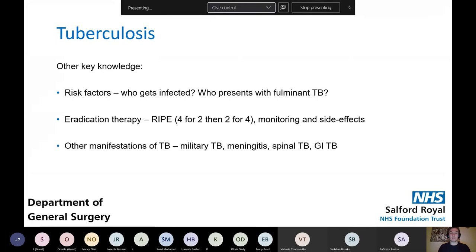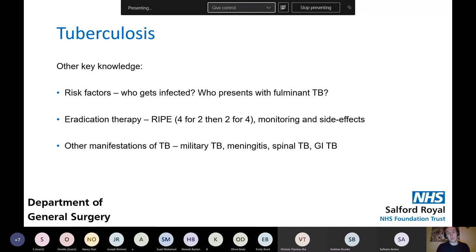Who gets it? Basically, people that are exposed to it, depending on the duration of exposure. So household contacts are the people most at risk. It's a notifiable disease. So if somebody comes in with it, you need to let Public Health England know that a patient is being treated for TB.